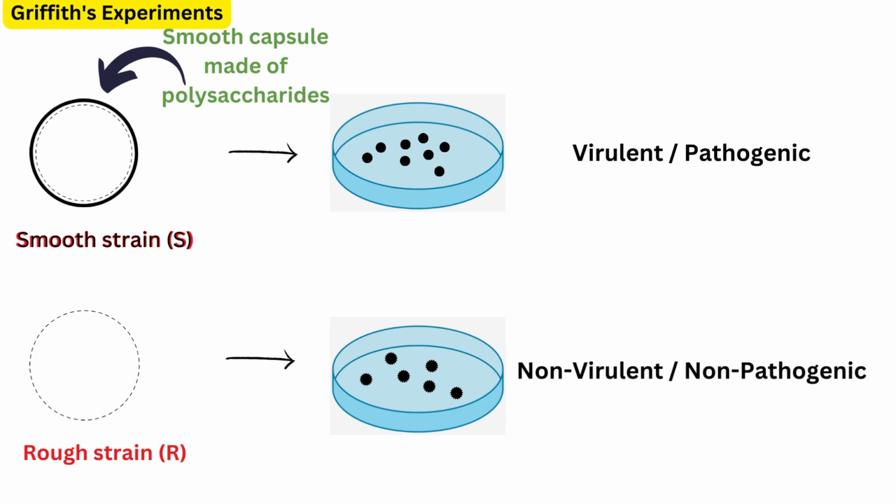The S strain bacteria produce smooth colonies on a culture plate. This is due to the presence of a smooth capsule surrounding the bacteria. The capsule is nothing but a protective layer of polysaccharides that protects these bacteria from the immune system of the host. This property makes the S-type bacteria highly virulent and pathogenic. The R strain bacteria lack the protective capsule and therefore appear as rough colonies on a culture plate. They can be killed by the immune system of the host and are therefore harmless.